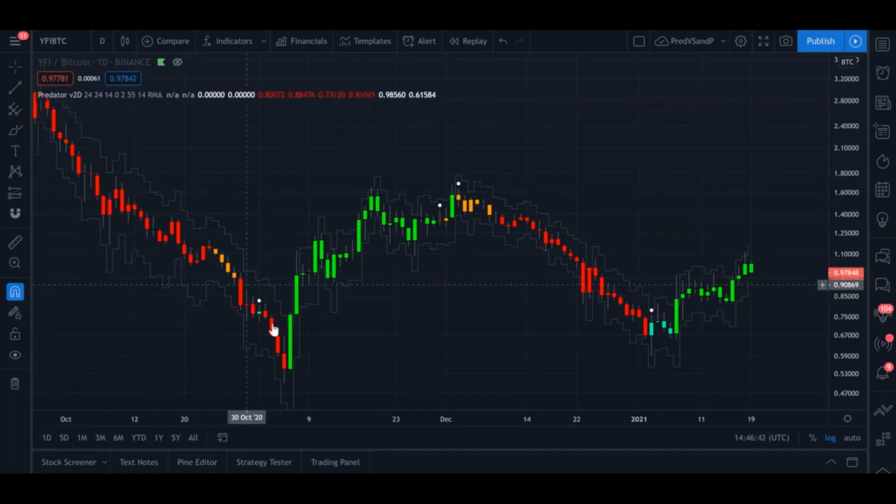We rode that all the way down before then going long at the bottom, telling us to go long here with the bright green candles. Orange candles then told us to exit those long positions before then going short again all the way down before then finally going long. So just an example of how effective Predator also is on altcoins.